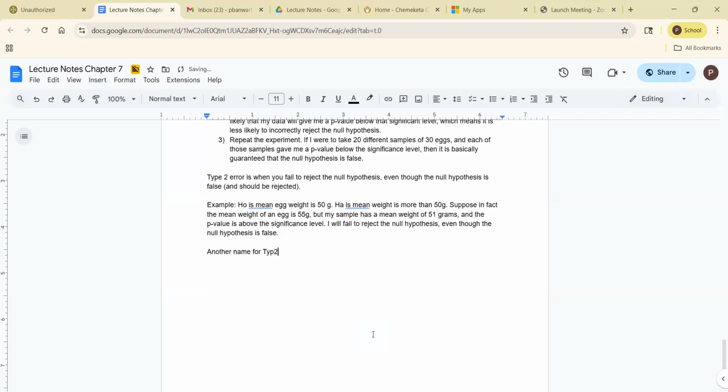Another name for type 2 error is a false negative. It seems like my data is not strong enough to reject the null hypothesis. My hypothesis test gives me a negative result, even though the null hypothesis is in fact false.